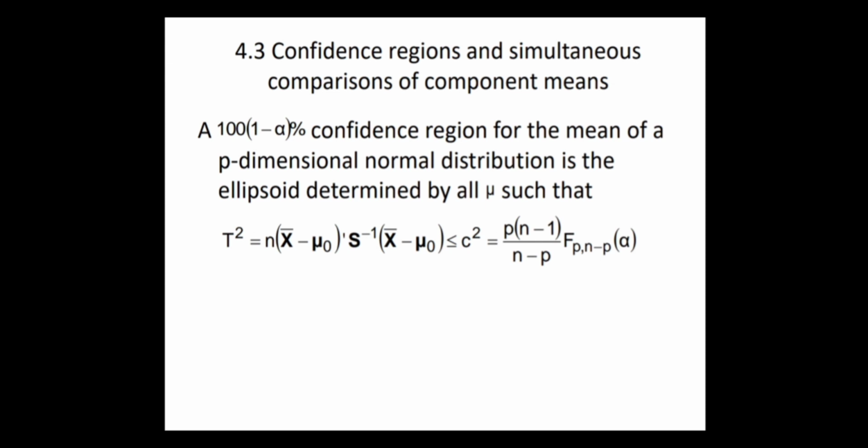Actually we use the same concept, which is we test for the distance square. Distance square, whether it lies in the confidence region or not. So from that we can say that the mean, or the mean vector mu naught, lies within the confidence region.